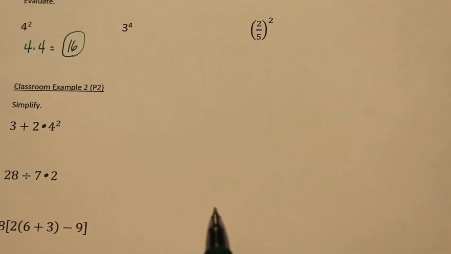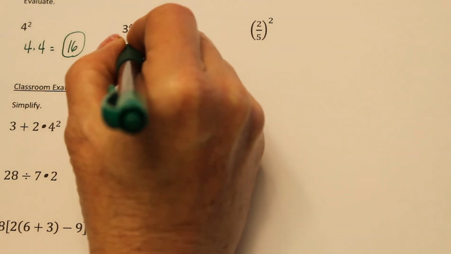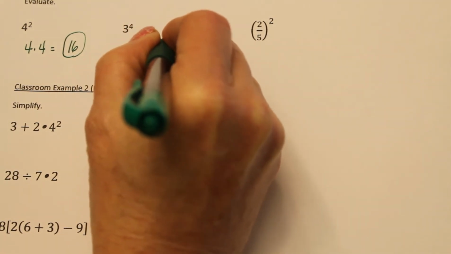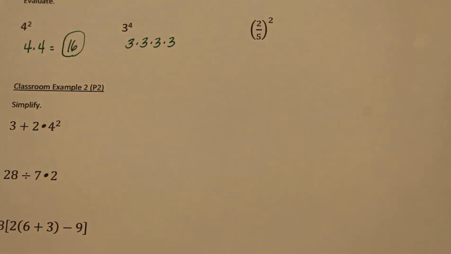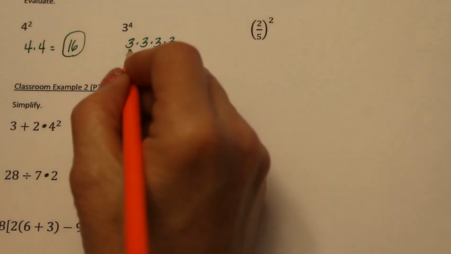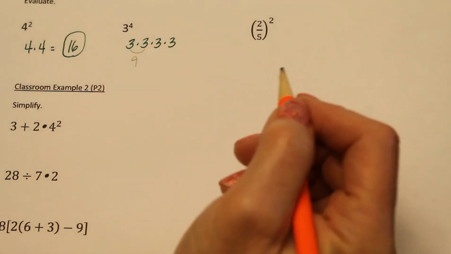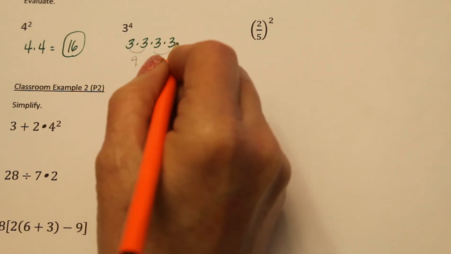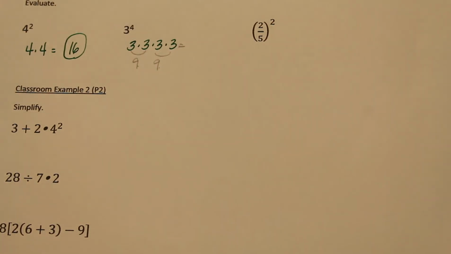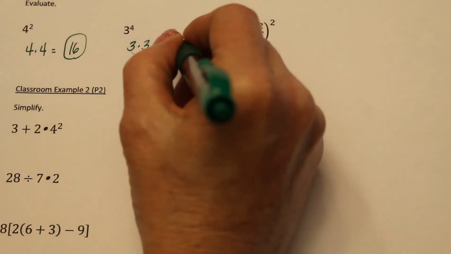3 to the fourth. There's no special word for to the fourth. We would just say to the fourth. So that's going to be 3 times 3 times 3 times 3. All right, and so 3 times 3 is 9. 3 times 3 is 9. 9 times 9 is 81. 3 to the fourth is 81.